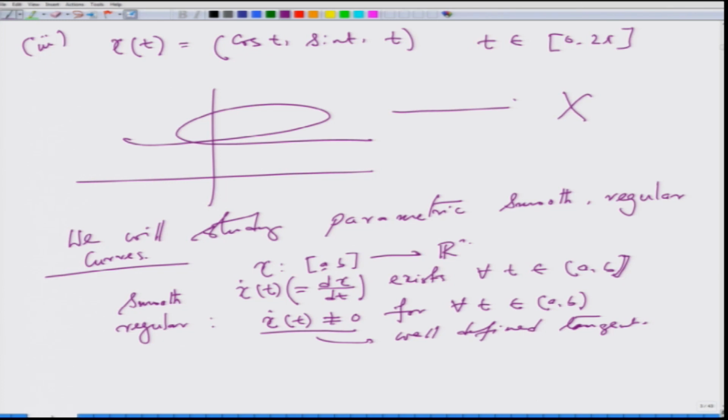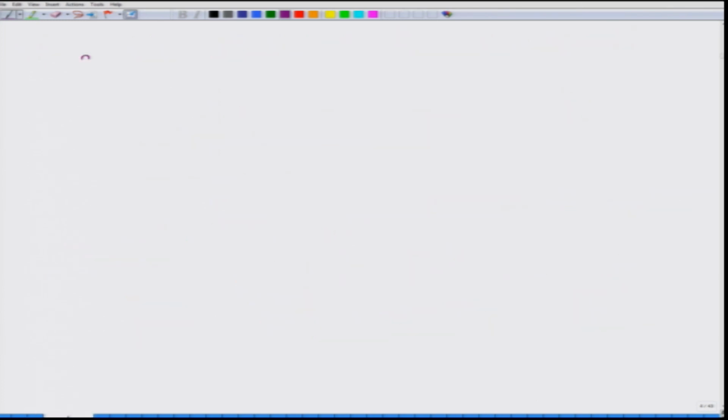Okay. For example, if you look at this curve gamma(t) equal to (t, t^2), what is gamma dot t? This is (1, 2t). So, gamma dot t is not equal to 0 for all t, let us say t in some interval -1 to 1.